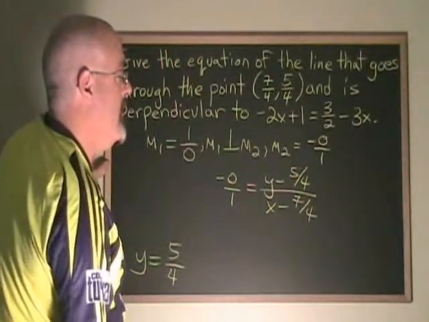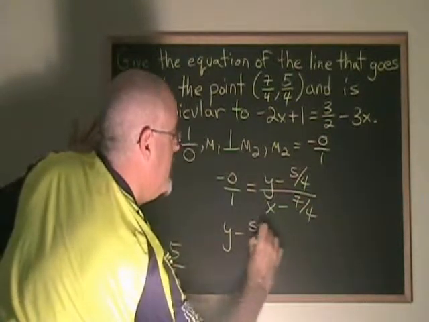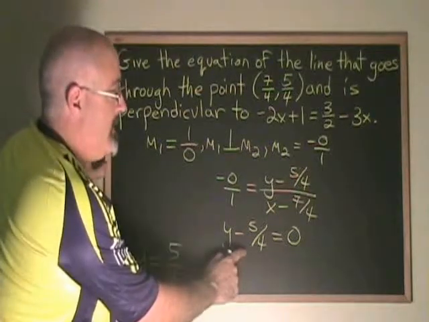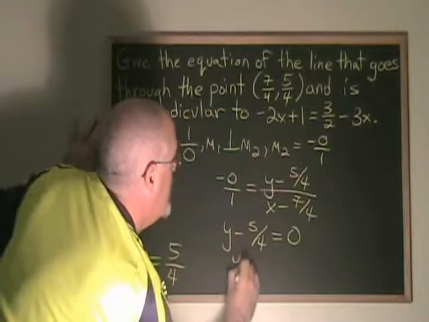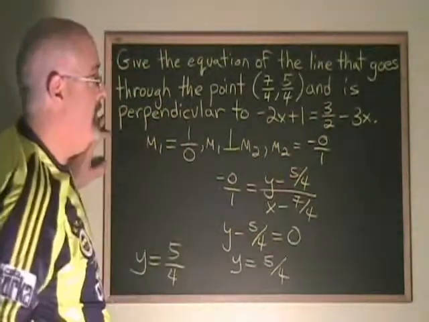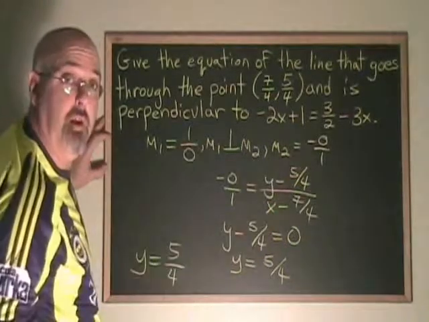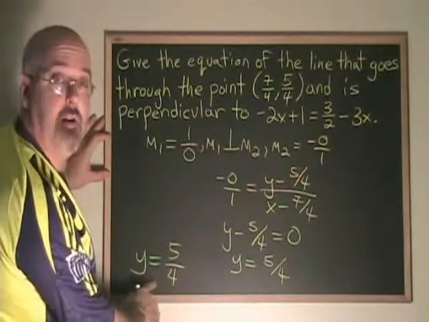Cross multiplying, I get y - 5/4 = 0. This is standard form, and if I rewrite it like this, y = 5/4, here it is in slope-intercept form. So I don't have very much work to show, and things simplify very quickly, but I have shown my work and justified my answer. It's the same answer that I got before.